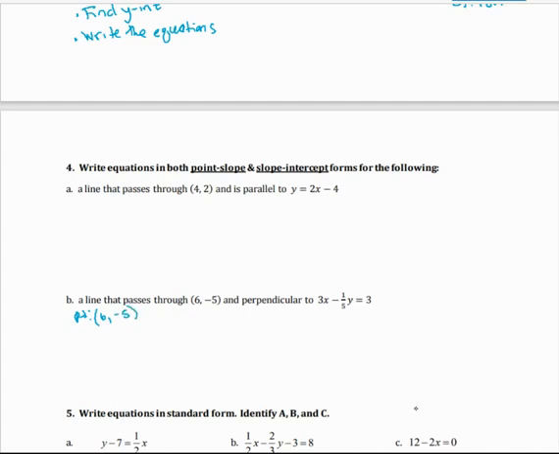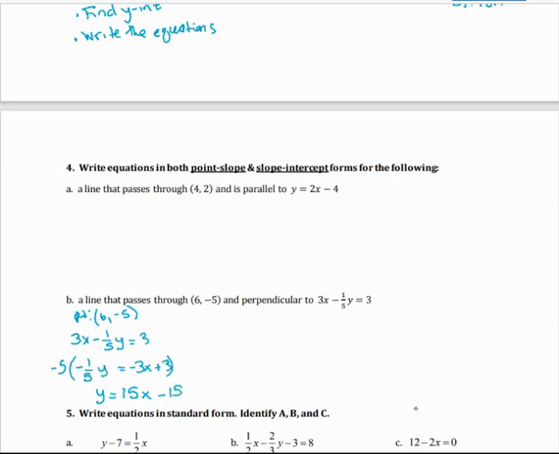And then this equation is going to be helpful to tell me the slope. Because if I find the slope of this equation, I know if I'm perpendicular, I'll be the opposite reciprocal slope. So I'm going to take that equation and solve for y to get it into y equals mx plus b form. If I subtract 3x, I now have negative 1/5 y equals negative 3x plus 3. Multiply through by negative 5, and I get y equals 15x minus 15.